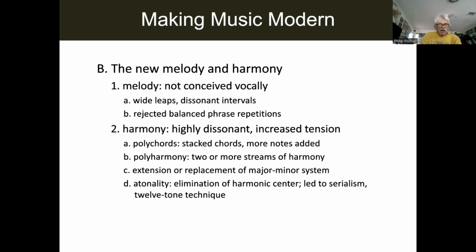Polyharmonies, more than one harmony at the same time, using different scales. And then we came up with the idea of atonality around the same time, 1912. Schoenberg has a concept of no tonal center. And there are 12 tones, right?